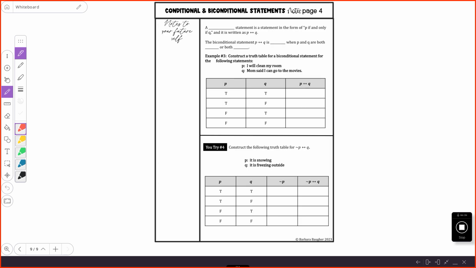Can we start with the bottom one? No, because you don't know it yet. Oh. Because it's a double arrow.